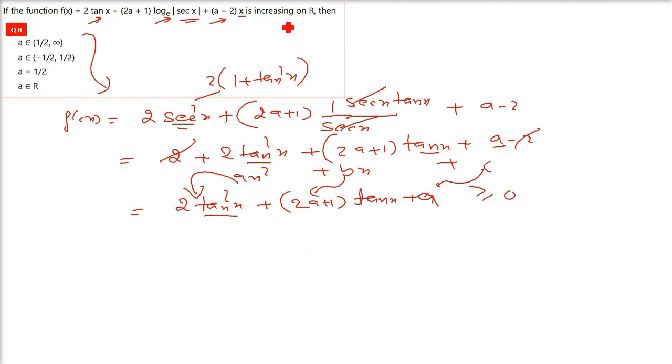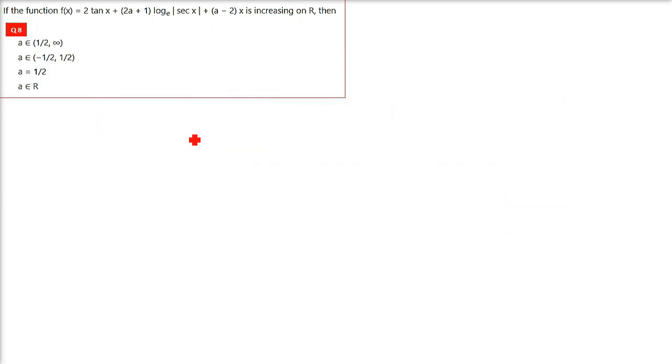It is greater than or equal to 0 because f dash x should be greater than or equal to 0. So what do we have? b square minus 4ac is the discriminant. So the discriminant should be less than or equal to 0 in order for this to be increasing. So b square minus 4ac should be less than or equal to 0. That we have done in the previous question also, that whenever we come across these kinds of stuff, we see b square minus 4ac is less than or equal to 0. This concept we are going to use here.